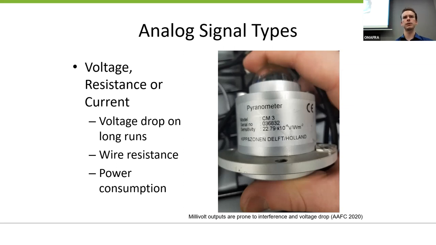Just quickly go over your considerations if you were to pick sensors yourself to integrate. So you have your analog signals, generally you're measuring voltage, resistance, or current in some way. It's being correlated back to an environmental measurement. So classic is a pyranometer. They produce a voltage that's calibrated to a watts per meter squared output.